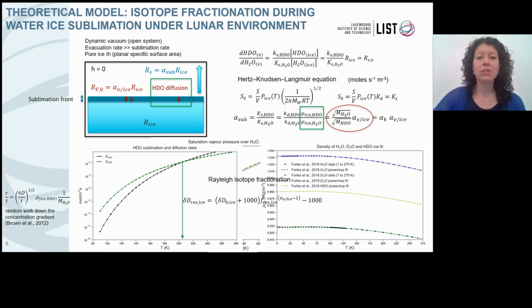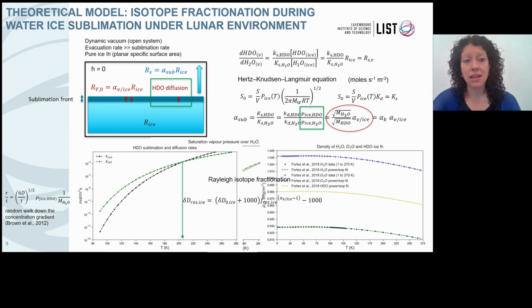So another question is whether we expect fractionation in ice. And the answer is yes, because during sublimation, the interface layer is becoming enriched in semi-heavy water. And then the semi-heavy water molecules are diffusing downwards in the water ice lattice, down the concentration gradient. And as you can see in this graph here, for temperatures lower than 200 kelvins, the diffusion rate is faster than the sublimation rate for semi-heavy water.